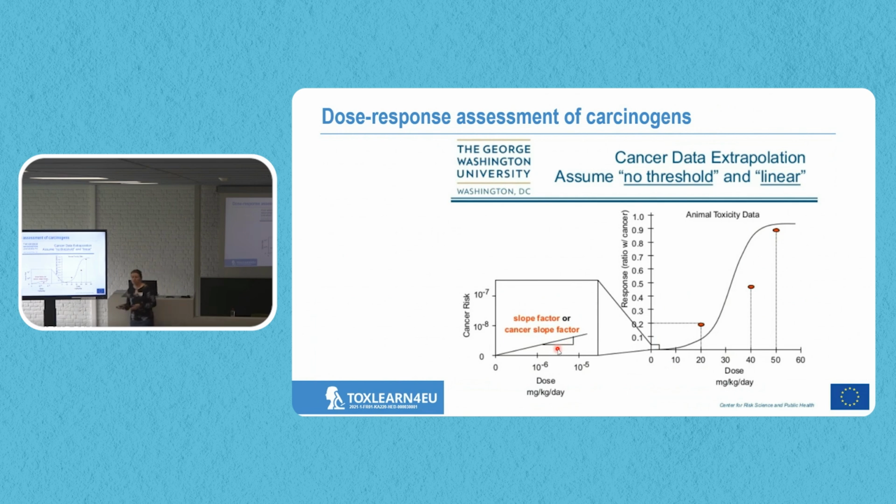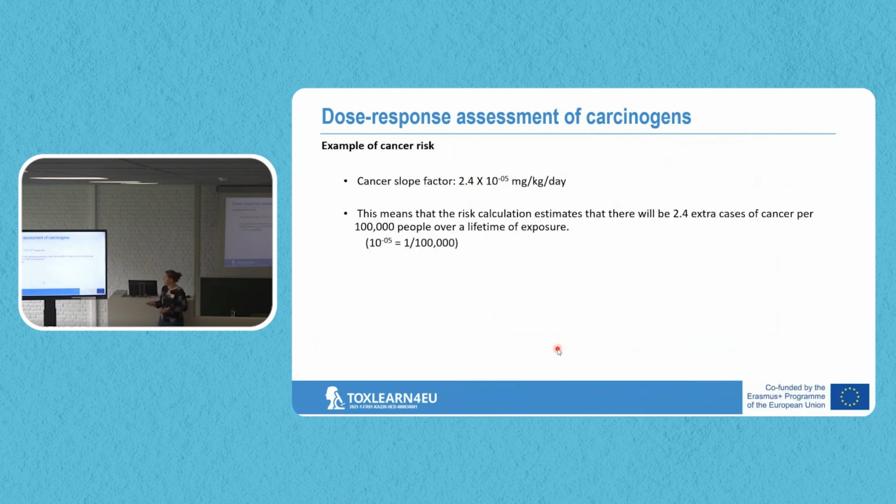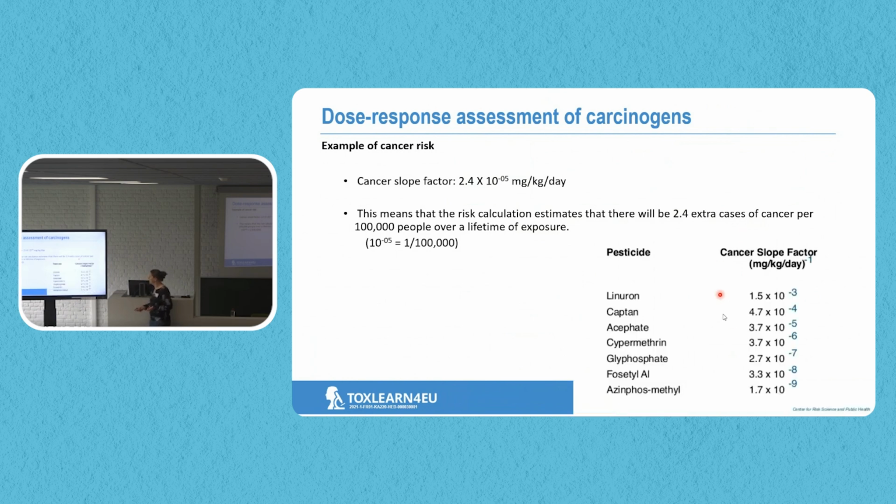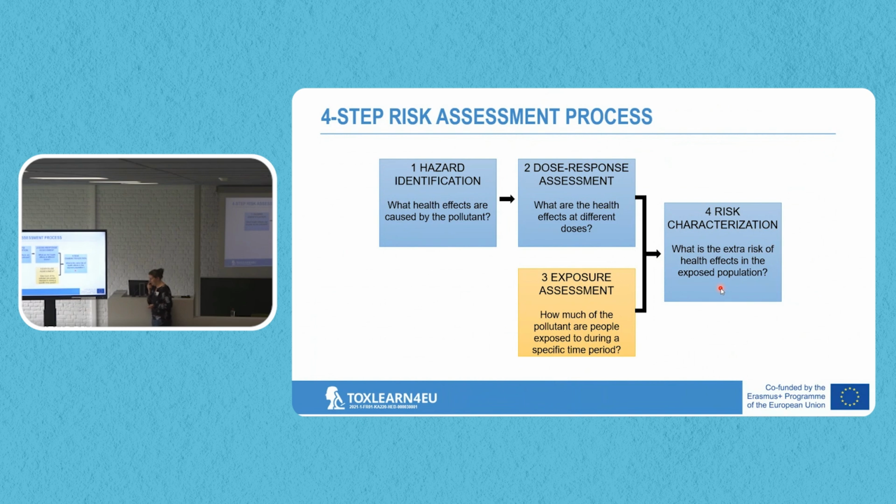So in cancer studies, they look at the cancer slope factor. They see, okay, what is the rate at which we see an effect? And the cancer slope factor is, like I said, again, expressed in milligrams per kilogram per day, like the doses. But what it means in cancer is, for instance, here, it means 2.4 cases of cancer are observed per 100,000 people. So when you see values of cancer slope factors, that's what they mean. And here you can see that the first one is actually the most cancerous. Okay, that was a bit of a teaser on those responses.